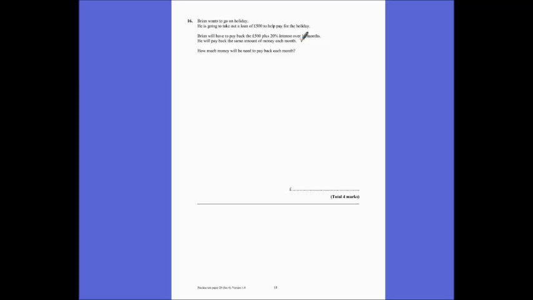Well, to increase something by 20%, we want the original whole one and we want the extra 20%. So that's 1.2 as a multiplier. Times by 500 gives me £600. So he needs to pay back £600. Now you could have done that by working out 10%, which is 50, doubling that, which is 100, and adding it on. So that'll give you 600. That's the exact same way, but using a multiplier is much easier with a calculator.